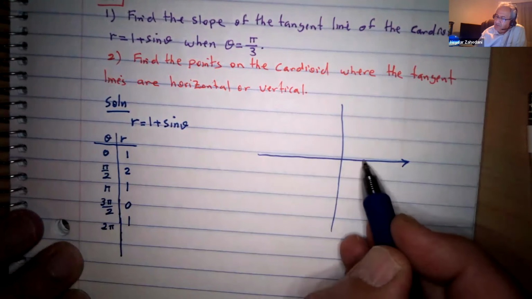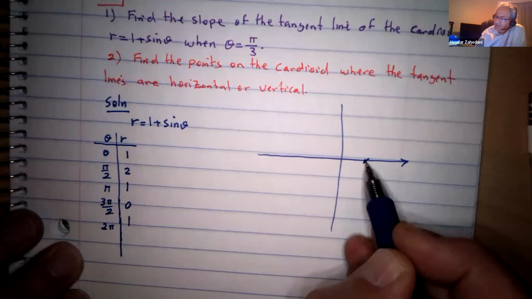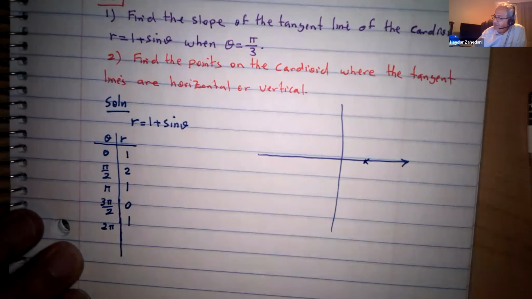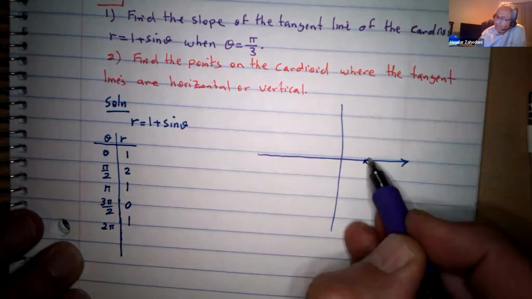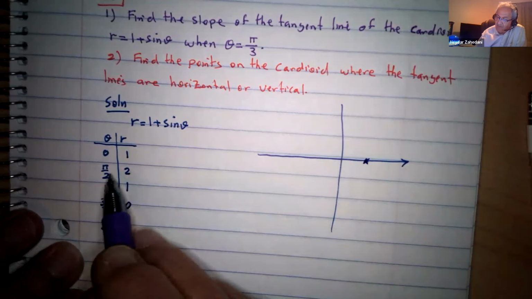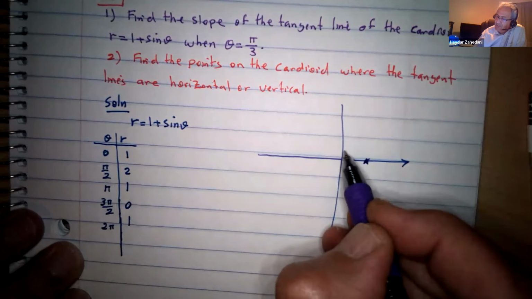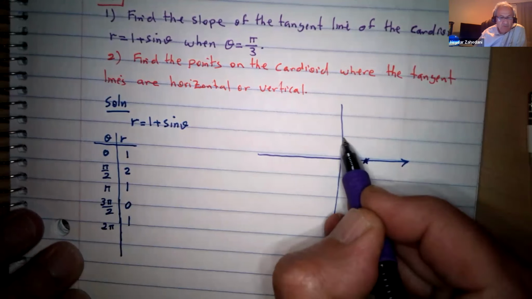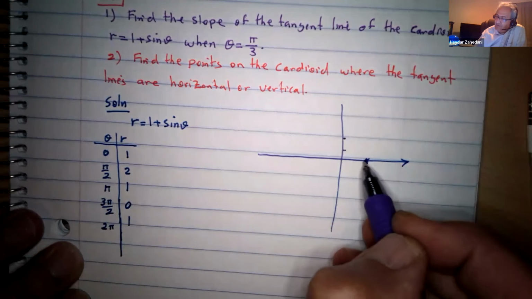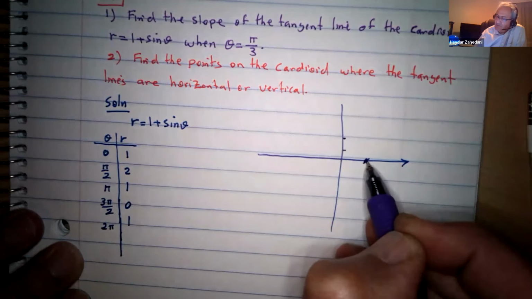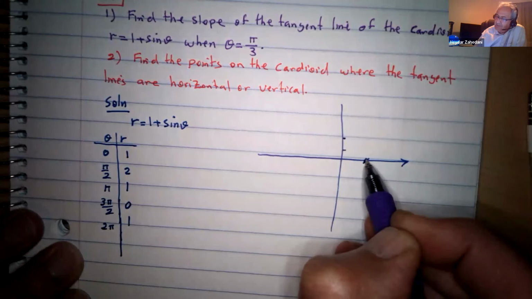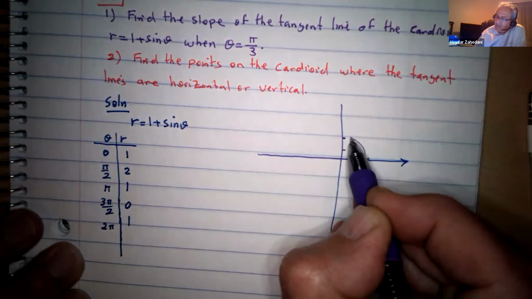So this is going to be 1. That's going to be the first point. And then when we get to pi/2, r is 2. So that's going to be 1, 2. So this is how you go from here.